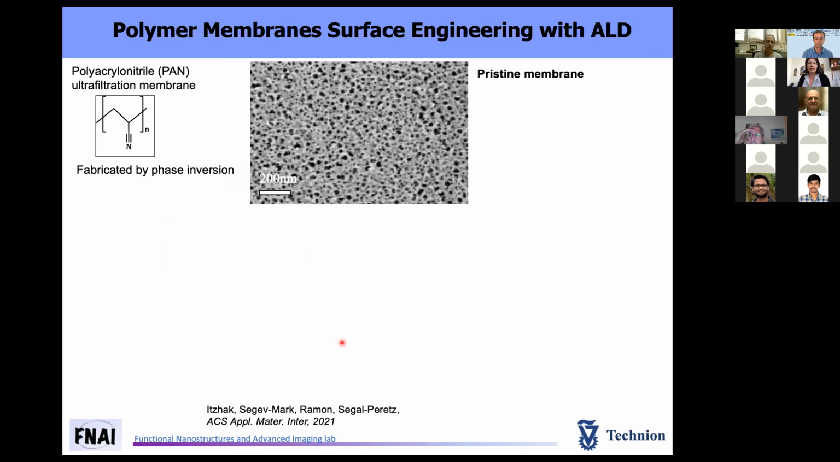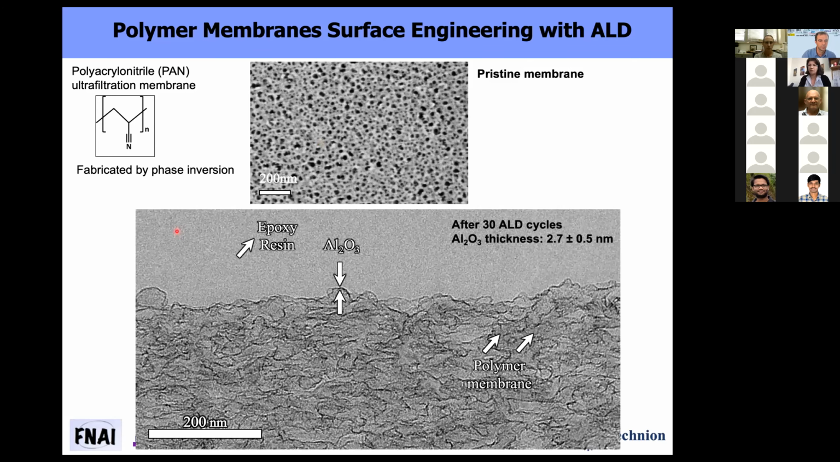So let's start with ALD on polymers. You see here an example of an ultrafiltration membrane. Ultrafiltration is used to filter bacteria, particles, and in the high end also viruses. This is prepared by phase inversion. If we apply ALD on this pristine polymer membrane, you can see from the high resolution cross-section TEM that we can form a very thin inorganic metal oxide layer on the membrane. In this case, it's 2.7 nanometers. And it's very uniform and conformal, creating now a new interface between the polymer and the water environment.